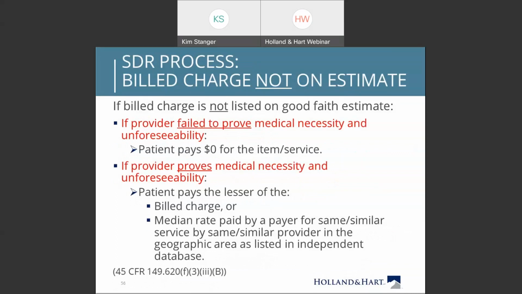On the other hand, if the billed charge is not listed on the good faith estimate, then if the provider fails to prove the medical necessity and the unforeseeability, the patient has to pay zero for that additional item or service because it wasn't within the good faith estimate. On the other hand, if the provider proves that the additional item that wasn't listed is medically necessary and the failure to include it was not reasonably foreseeable, then the patient pays the lesser of the billed charge or the median rate paid by a payer for the same or similar service by the same or similar provider in the geographic area as listed in an independent database that the government is developing.